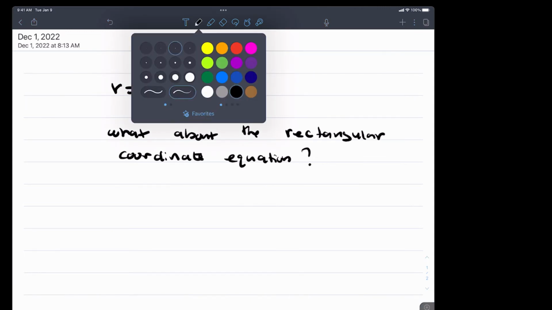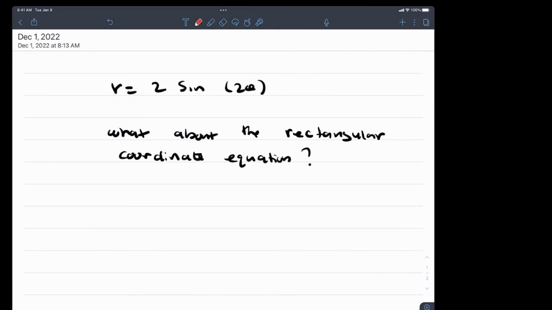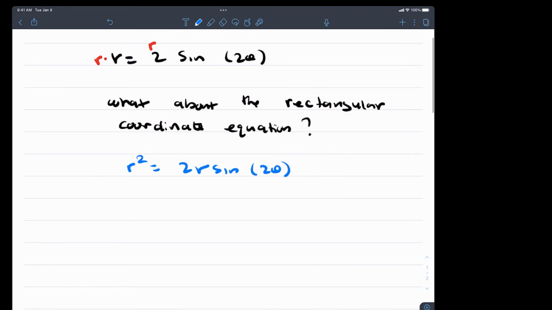Now, here's what I'm going to say to you guys. How did we do it before? Because we didn't do it here. Well, you multiply both sides by what? R. Is that right? And so you got R squared going to be now 2R sine 2 theta. Now be careful here with this. Because yes, you can say R squared is what? X squared plus Y squared. You can replace it. But then that now leaves you with what? 2R sine 2 theta.